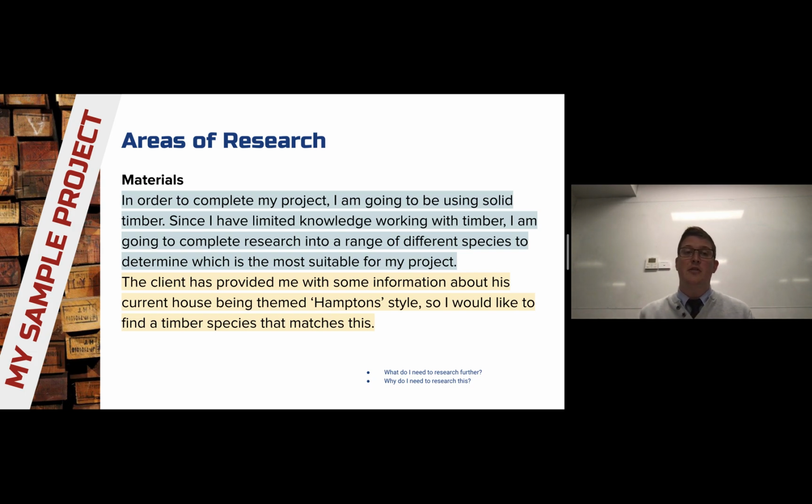Okay? So the areas of research is really just where you write down, these are the things I'm going to research later on. Now, if you look at your folio, you might find, well, I need to research glues, I need to research tools, I need to research processes, I need to research techniques and joints, etc. If you're going to research it, it all needs to appear right here in the areas of research section of your folio. There's nothing that you're going to research that shouldn't be listed here at this point.